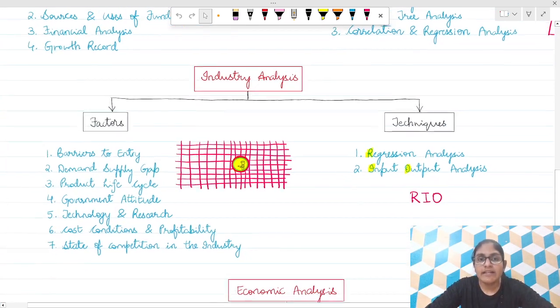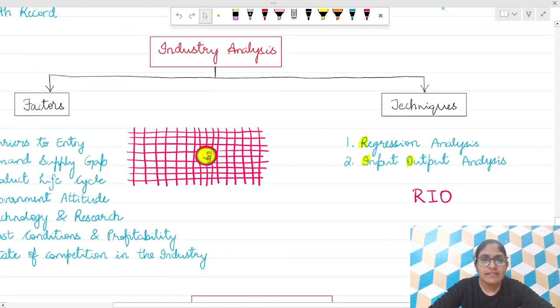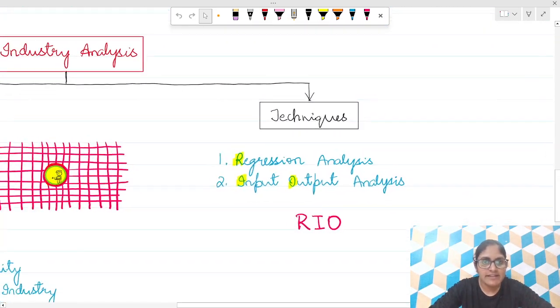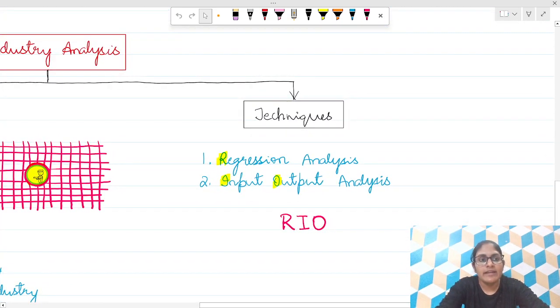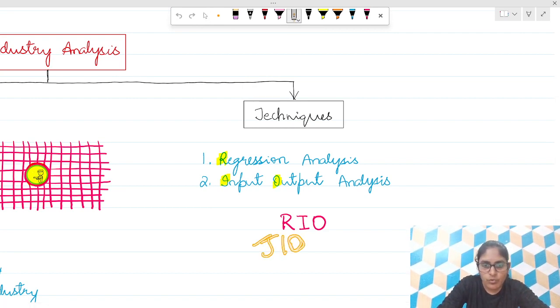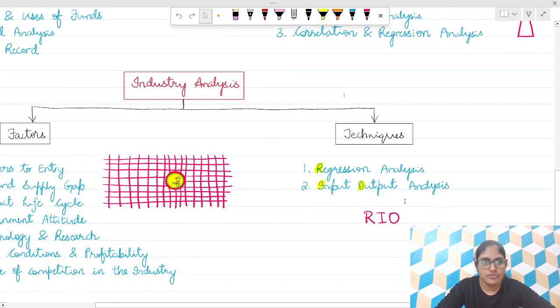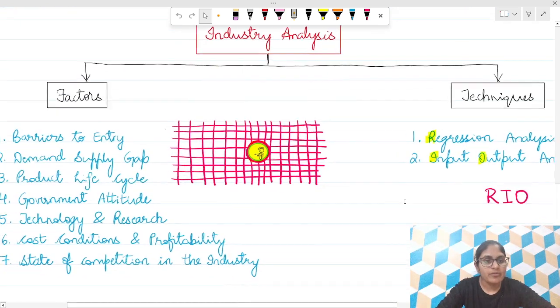Next, industry analysis techniques. Remember, industry means geo-reo. What are the techniques? Geo-reo. R is regression analysis and input-output analysis. That is the techniques. Now coming to the factors.